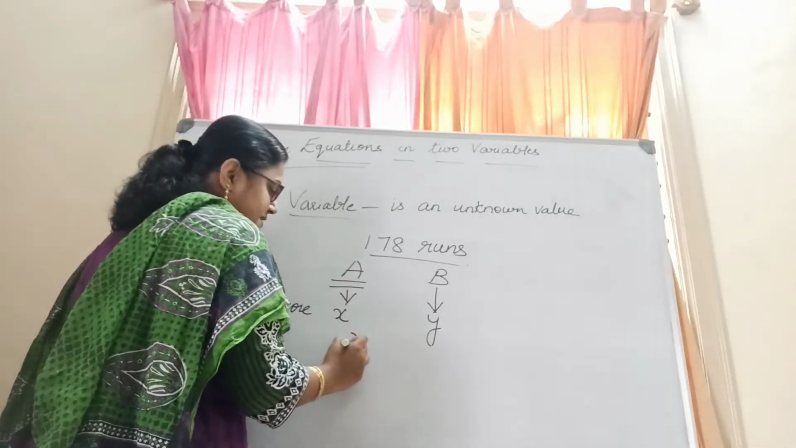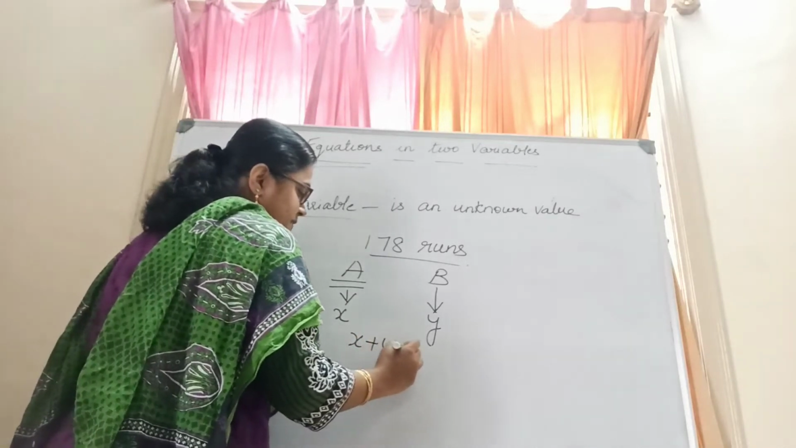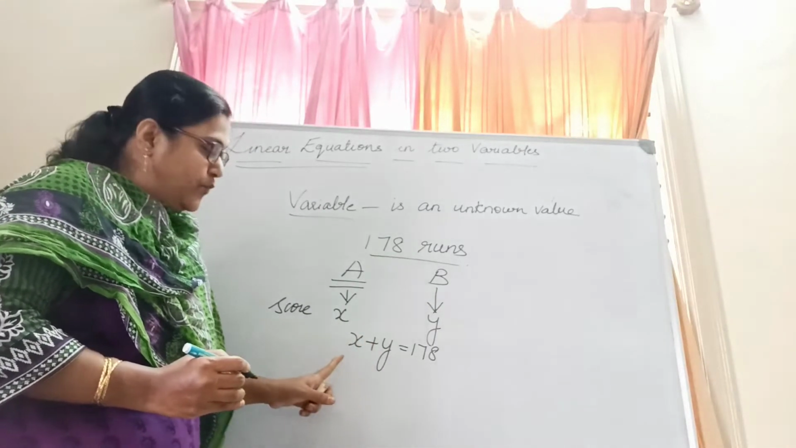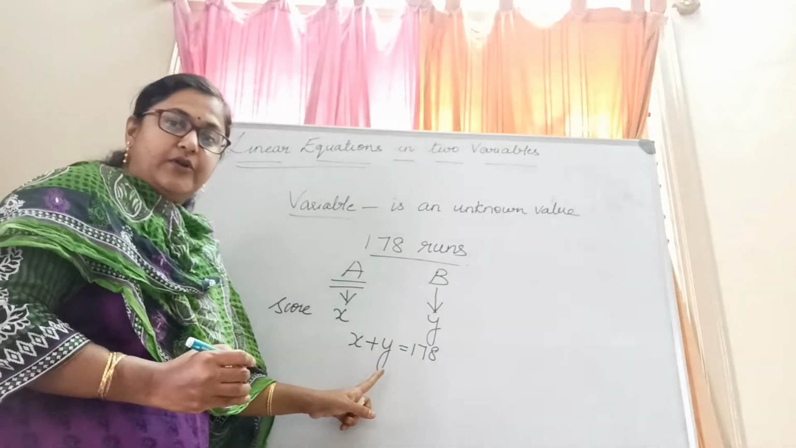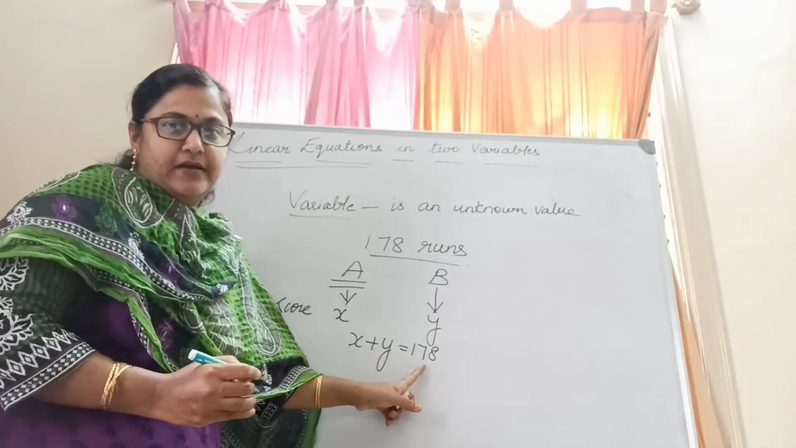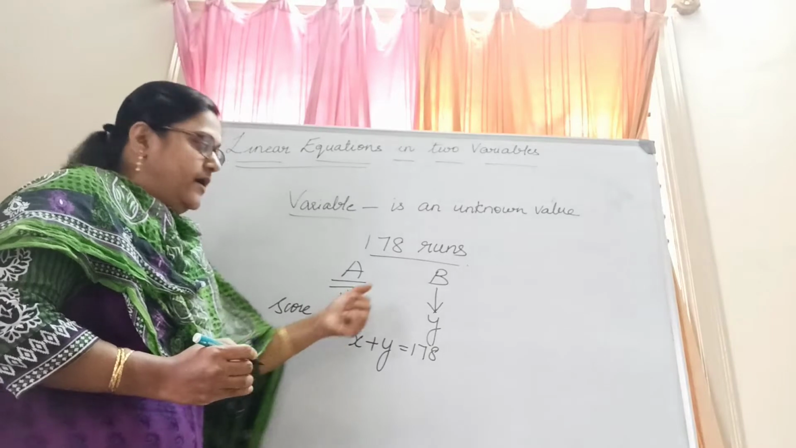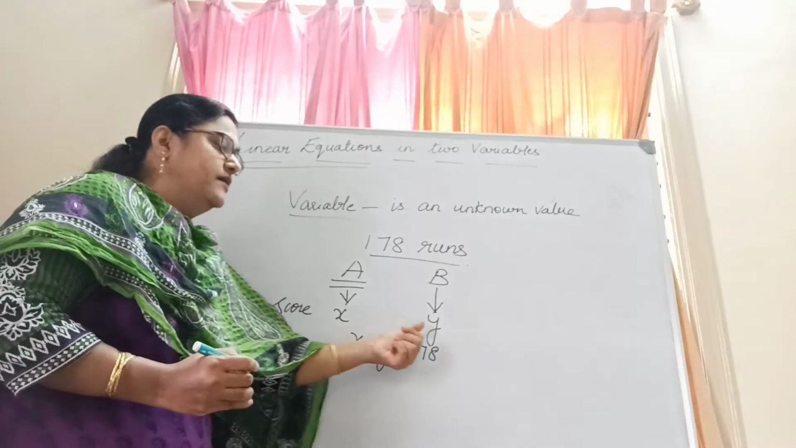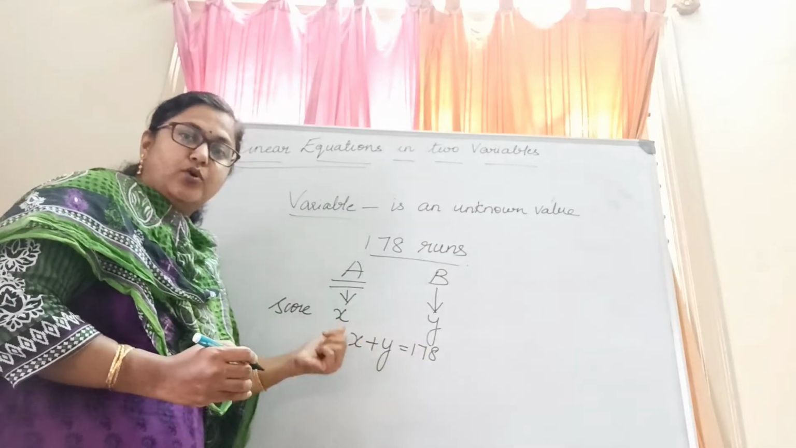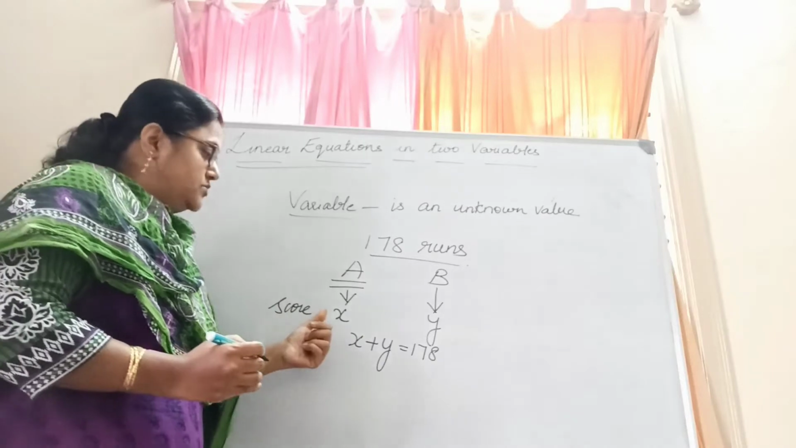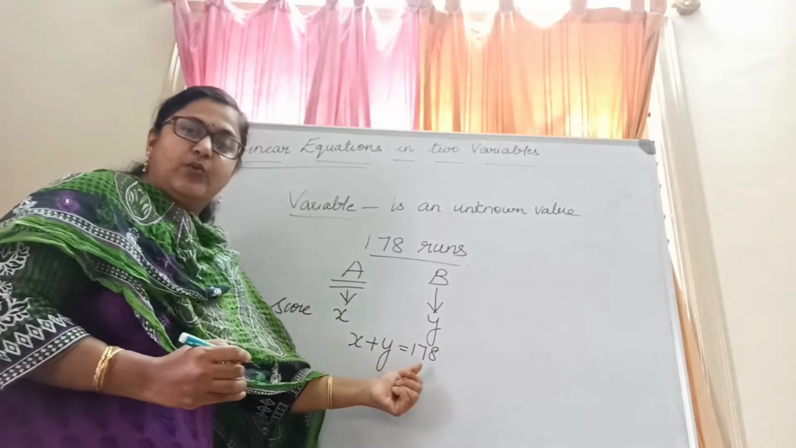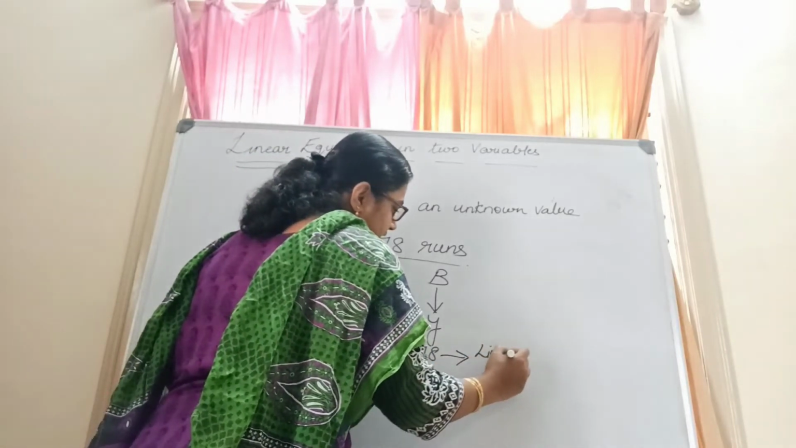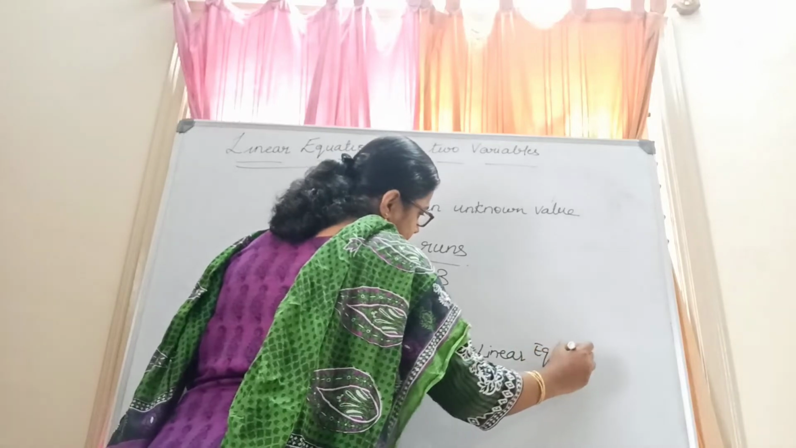And how do we form the equation? X plus Y is equal to 178. That is the scores by both the cricketers. When you add them, you get 178. We don't know how much is the score of cricketer A and we don't know how much is the score of cricketer B, so we assume them as X and Y. The total of the scores is 178, right? So X plus Y is equal to 178. Now this is the best example for a linear equation in two variables.